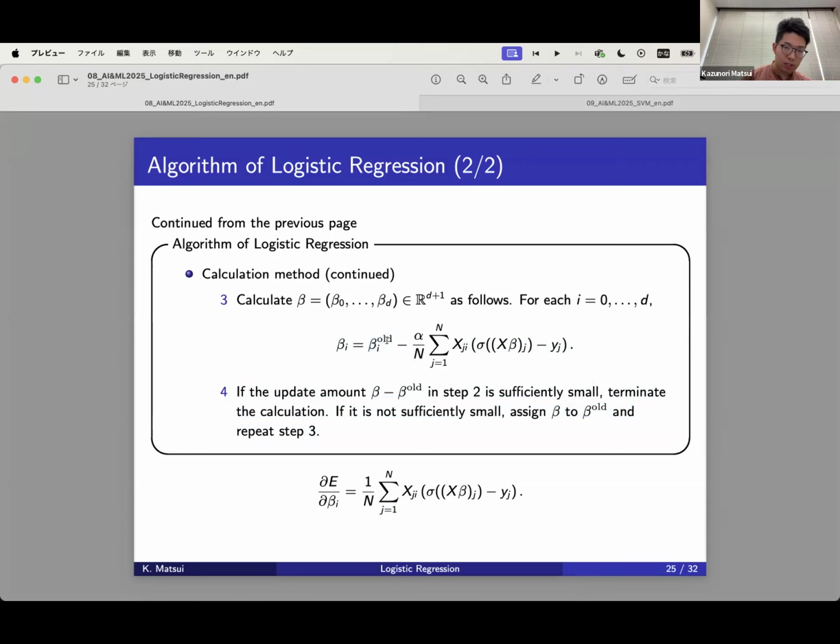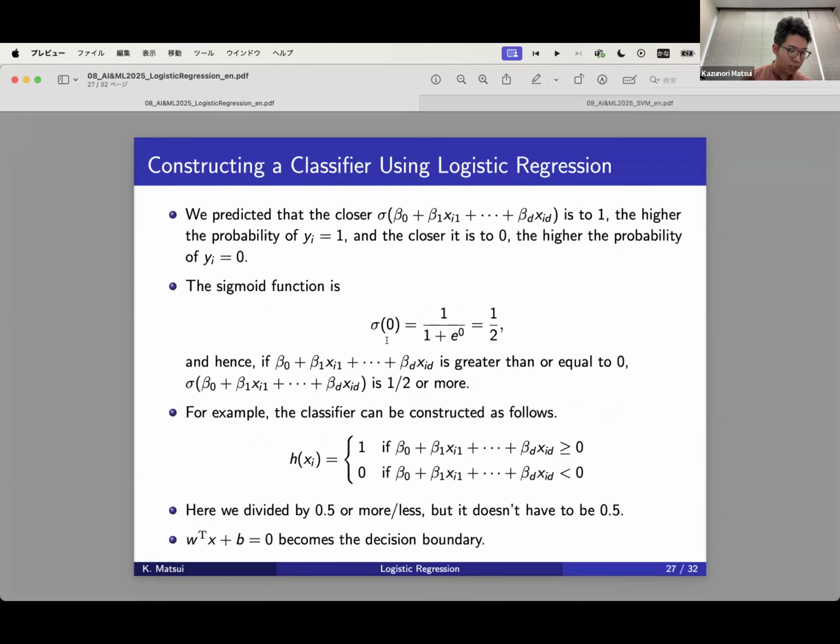By using this, we create a function that returns 1 or 0 depending on whether beta 0 plus beta 1 times x_i1 plus up to beta d times x_id is greater than or equal to 0 or smaller than 0, and we can create a cluster. This was the story.